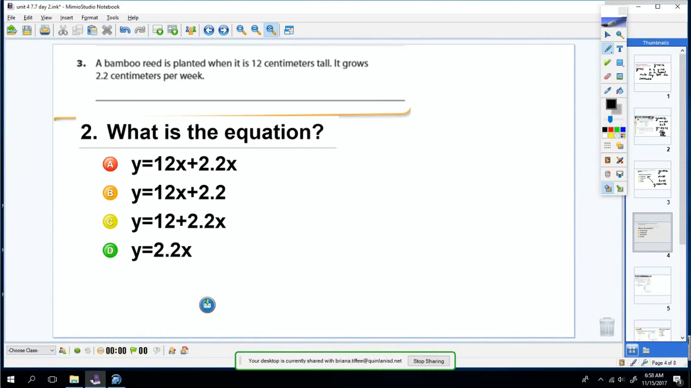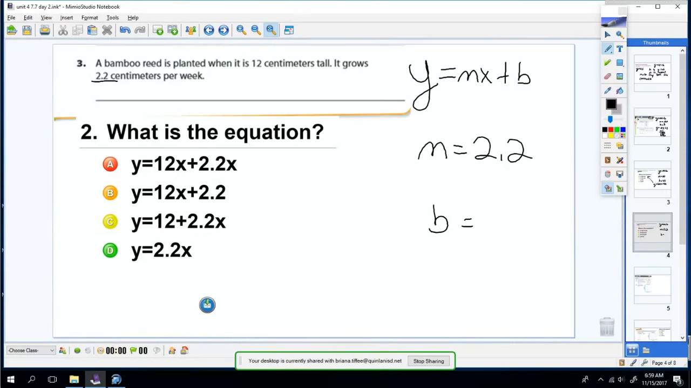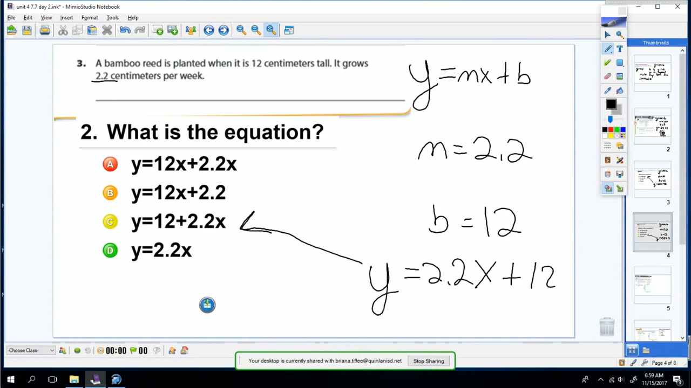Another one. A bamboo reed is planted when it's 12 centimeters tall. It grows 2.2 centimeters per week. Again, we're going to use the format y is equal to mx plus b. We've got to find our m, we've got to find our b. Our m is our constant. Our constant in this problem is 2.2 centimeters per week. B is our starting point. Our starting point is 12 centimeters. So my equation is y is equal to 2.2 times x plus 12, which is right here. I flipped it on y'all.